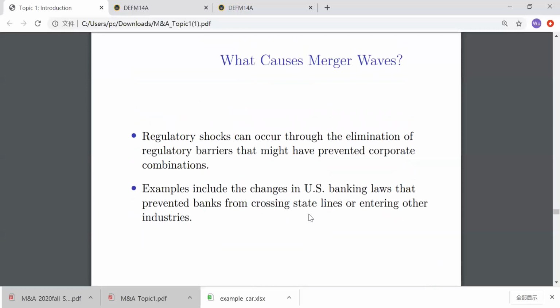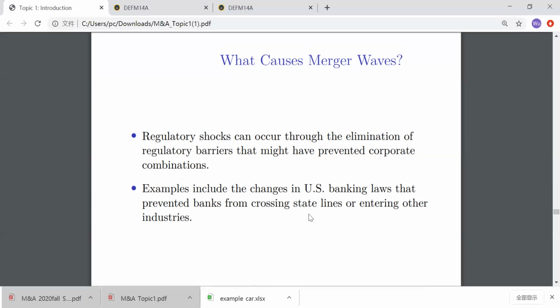And regulatory shocks basically occur through the elimination of regulatory barriers. Right? If you have the elimination of regulatory barriers, that will promote corporate combinations, right? Because the regulatory barriers of an industry in many cases prevent corporate combination. Right? For example, if it is very difficult for a company to enter one industry, right? How do you acquire the other company, right?